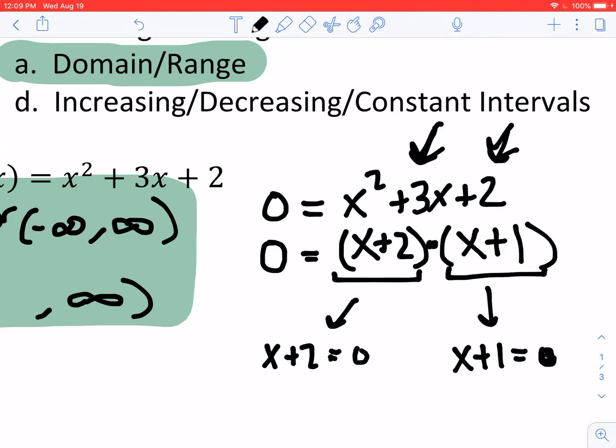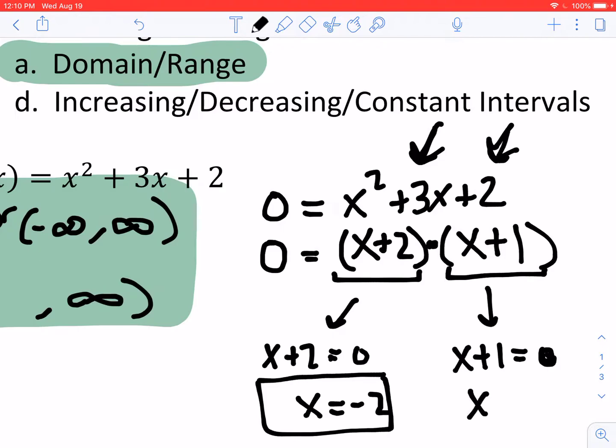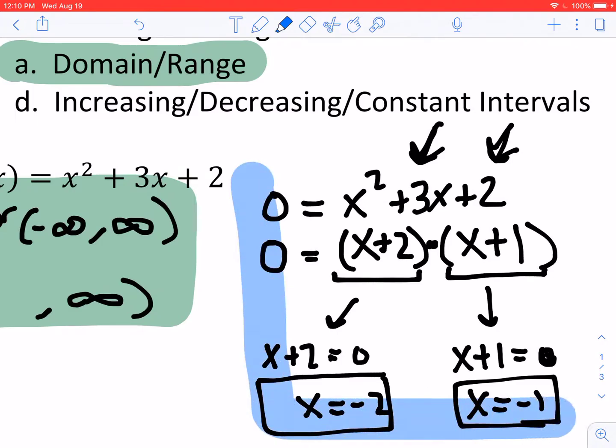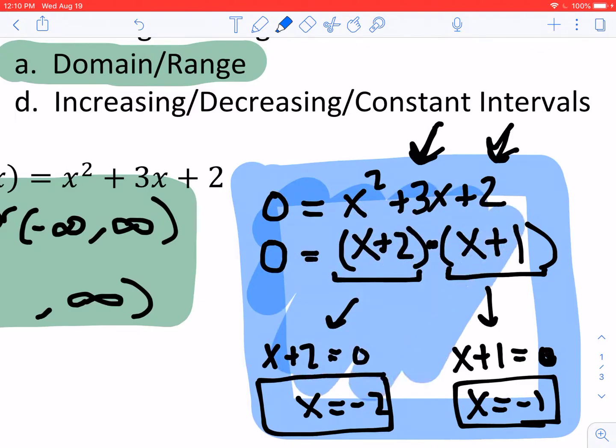Okay. If x plus 2 is 0, then 0 times x plus 1 is 0. Or if x plus 1 is 0, then 0 times x plus 2 is 0. So if it's the case that x plus 2 is equal to 0, then by subtracting 2 we get x equals -2. And if x plus 1 is 0, by subtracting 1 we get x equals -1. So these are the two zeros of our function. X equals -2 and -1.